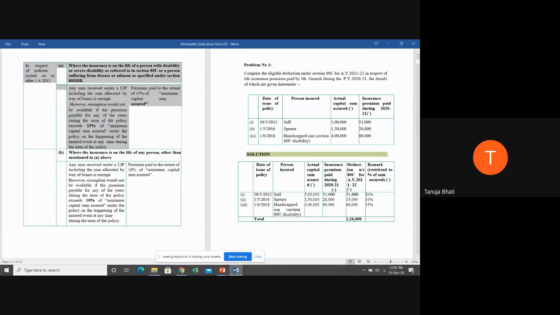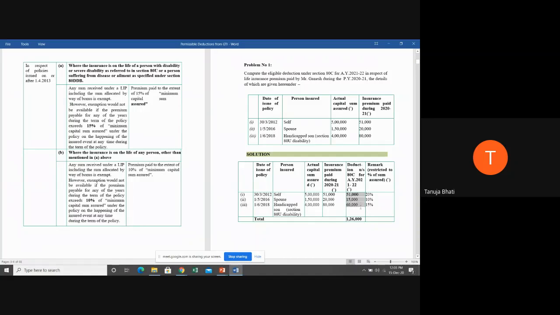Now he is a son with disability. So we have to see the first part, that is premium paid to the extent of 15% of capital sum assured. Now actually on 4 lakh he is paying a premium of 80,000, but he will not get full deduction of 80,000. He will get a maximum of only 15% of capital sum assured. So first let us see what is 15% of capital sum assured. That is 4 lakh into 15%, that is 60,000. So premium paid 80,000 or 60,000, whichever is less, so 60,000.